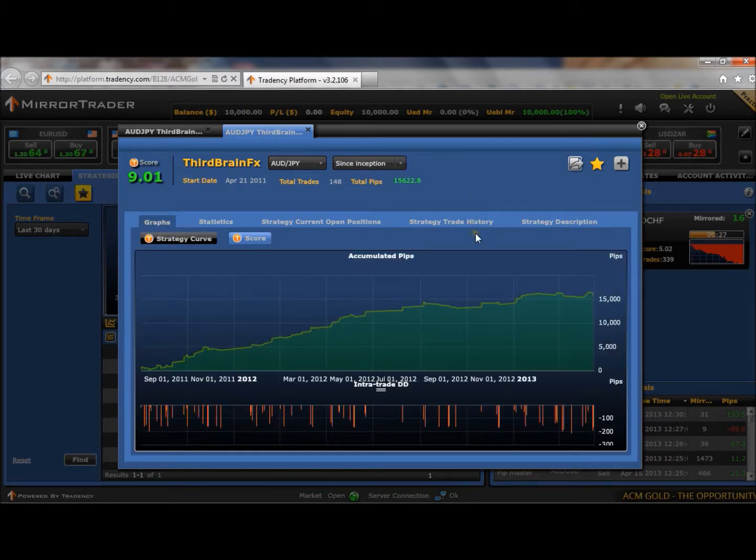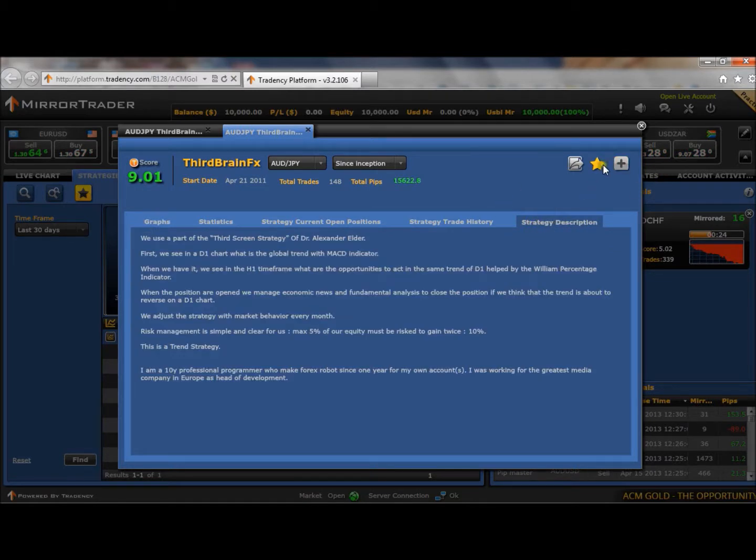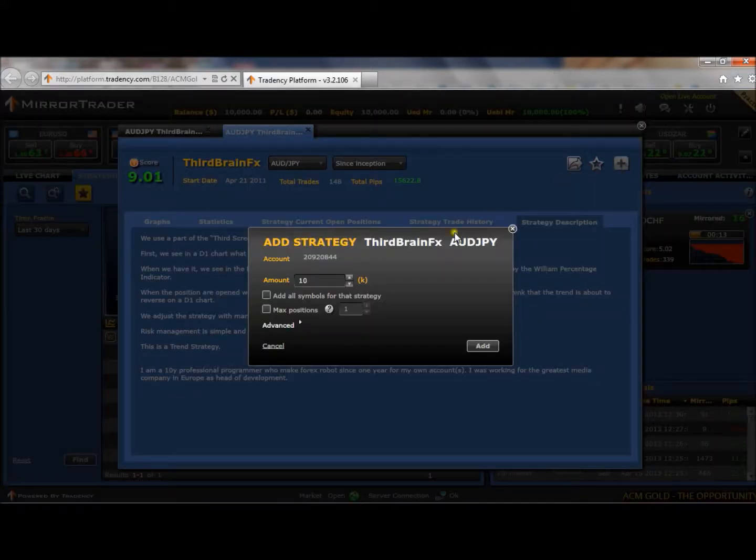Okay. So we were at strategy description. That's for the watch list. I'm just going to remove that. Okay, so we know that this trader, I've looked at him, I like him, so I want to copy him. So you'll see there's a plus button on the right. Click on the plus button. First it will ask you for the amount. We'll get back to amount. Underneath that, add all symbols for this strategy.